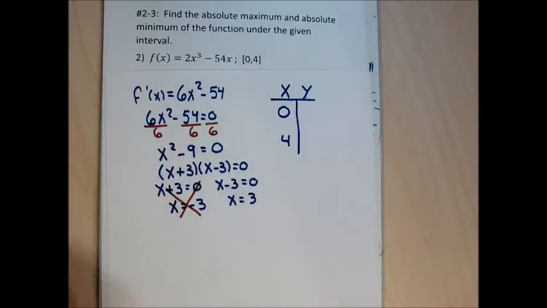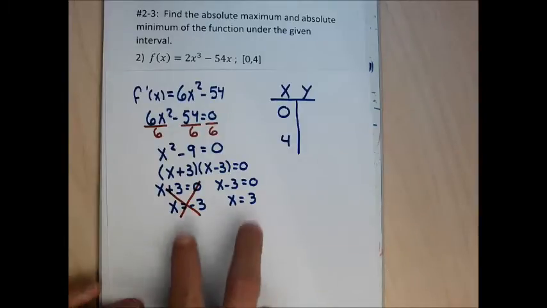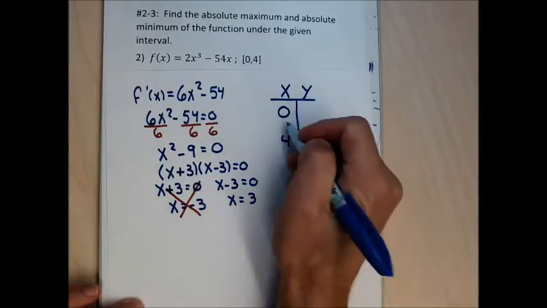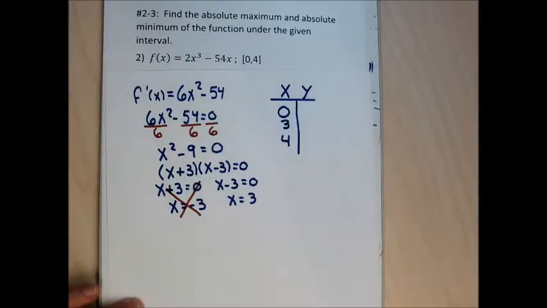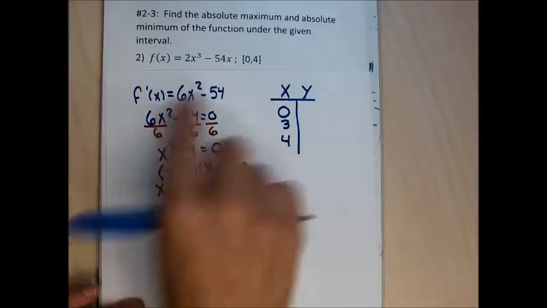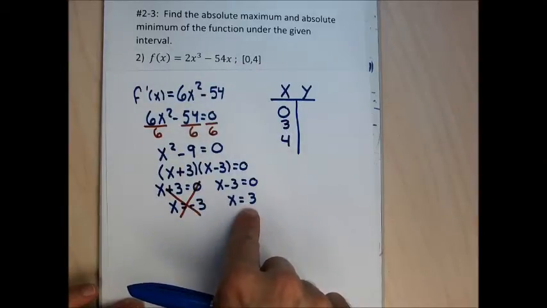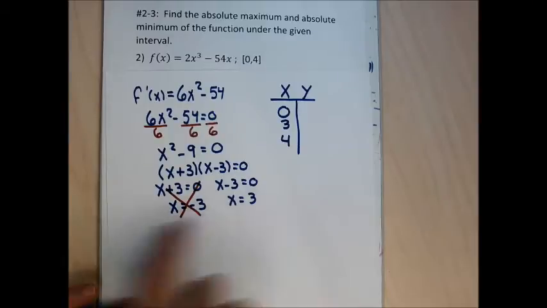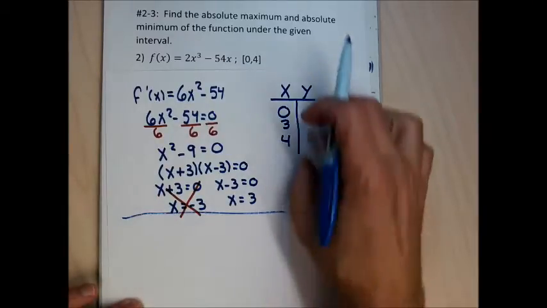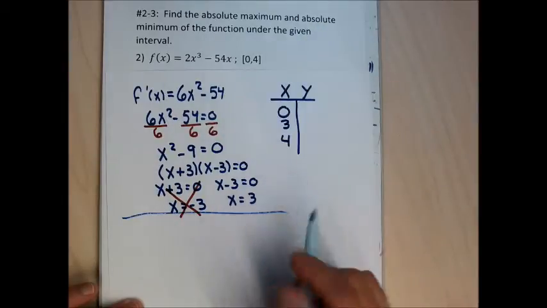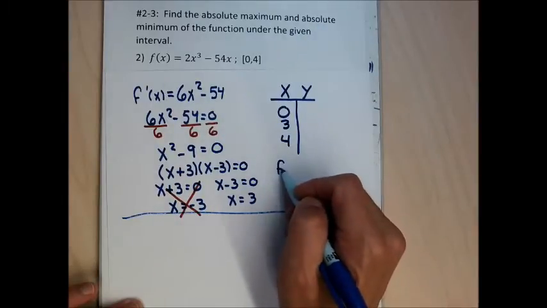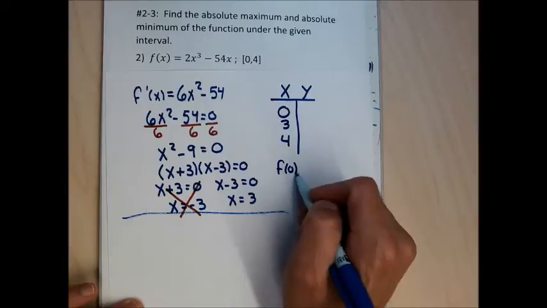When I did the calculus and found the values of x that make the first derivative equal to 0, I got two values, but only one of them is between 0 and 4. So I'm going to create a table that has the 0 and 4 that were given, and the 3 that's a value that makes the derivative equal to 0 that's in between 0 and 4. Now for each of these values in the x column, I'm going to find a y. And I find y's by going to the original function.